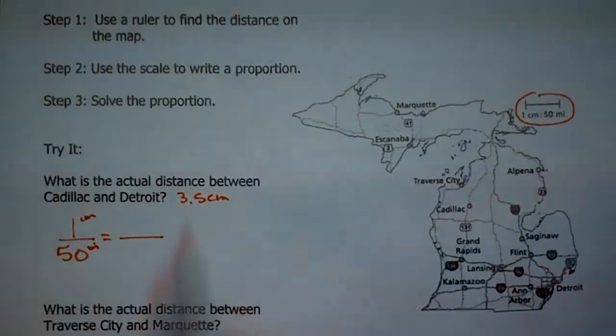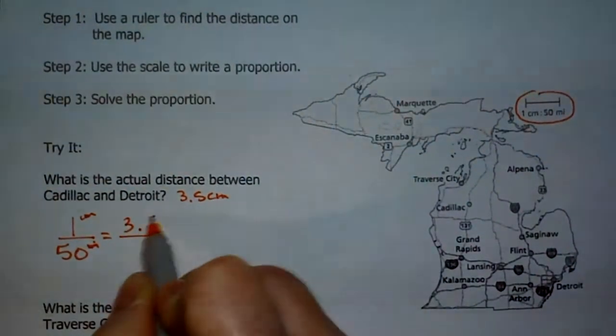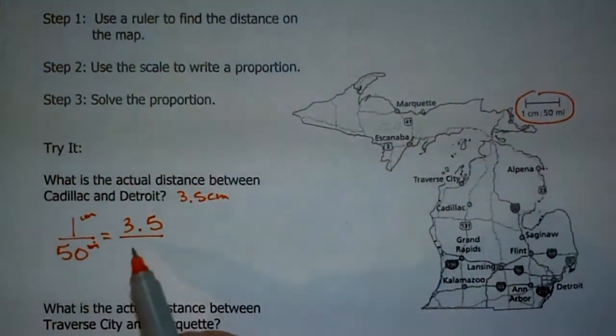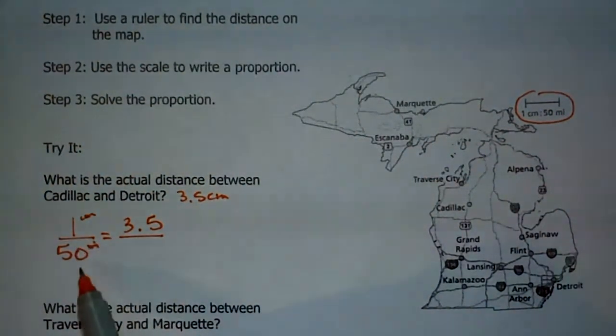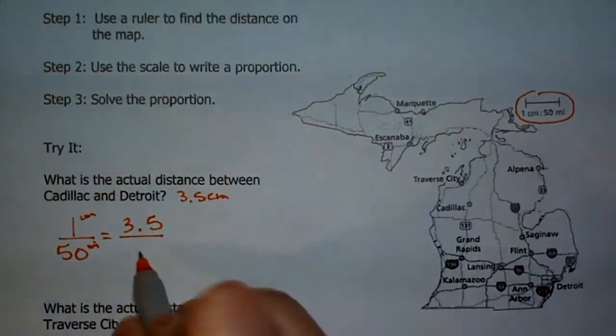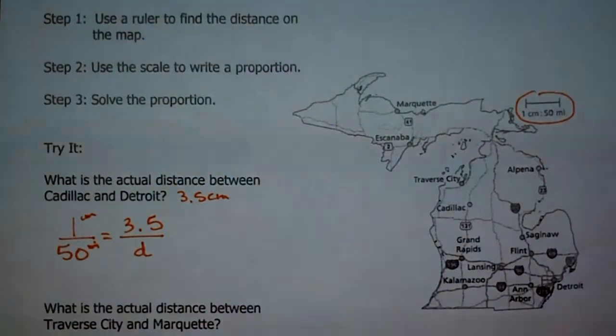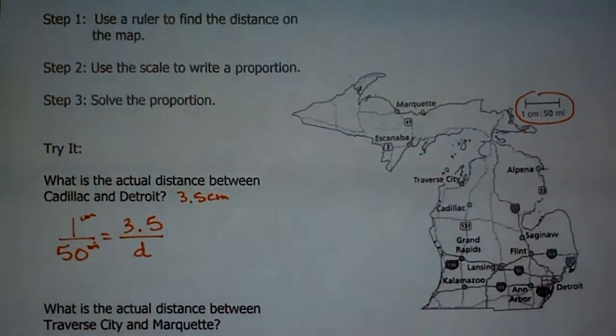Now we have 3.5 centimeters, right? So that 3.5 centimeters needs to go across from the centimeter. So I'm going to put my 3.5 here. And we're trying to find the actual distance, right? Wouldn't this down here be the actual distance? Because 1 centimeter is 50 miles. I want to know how many miles are in 3.5 centimeters. So I'm just going to put D here for distance. So right now, all we had to do was take one little measurement, and we can use our scale to help us solve this. We're pros at solving this by now, right?